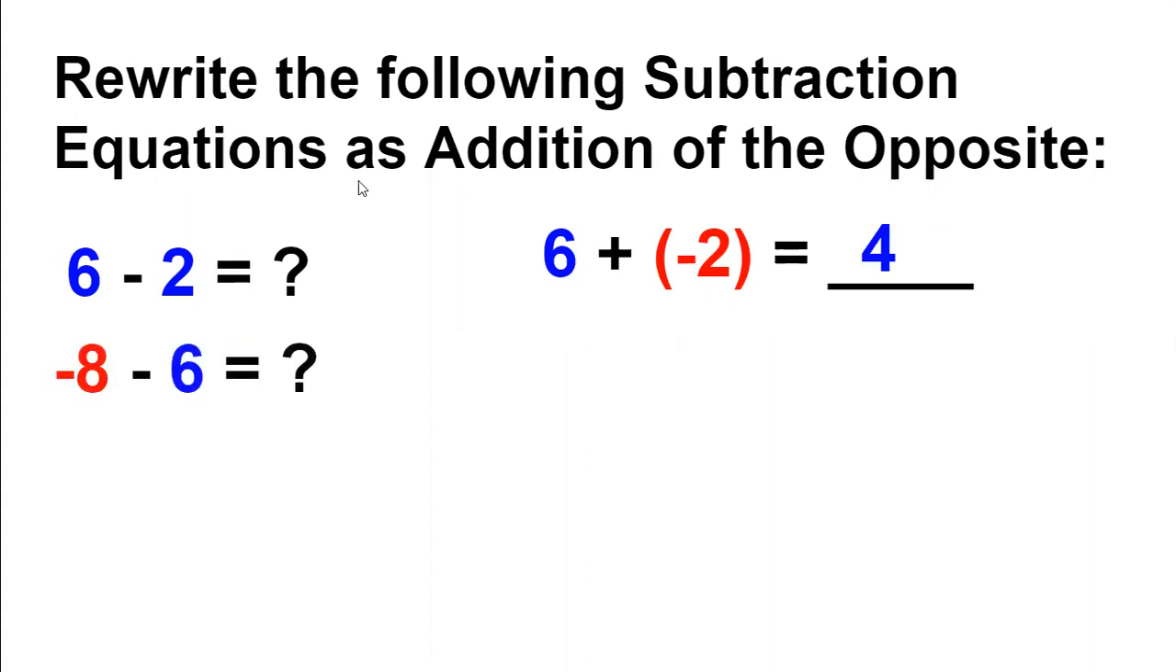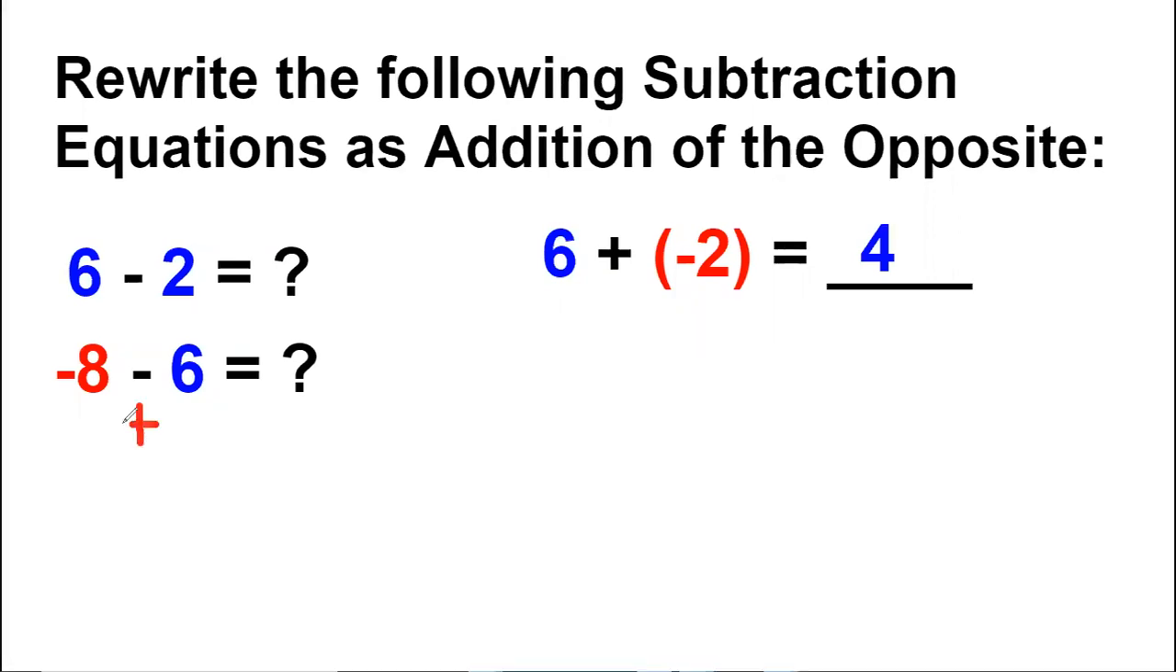Negative 8 minus 6. We want to rewrite that equation as addition of the opposite. Change the subtraction sign to an adding sign. Put parentheses around the second number and say, okay, it's positive 6 now. I'm going to turn it into negative 6. And we're always going to keep our first number the way it was. So negative 8 is going to stay negative 8. So now I've got negative 8 plus negative 6.